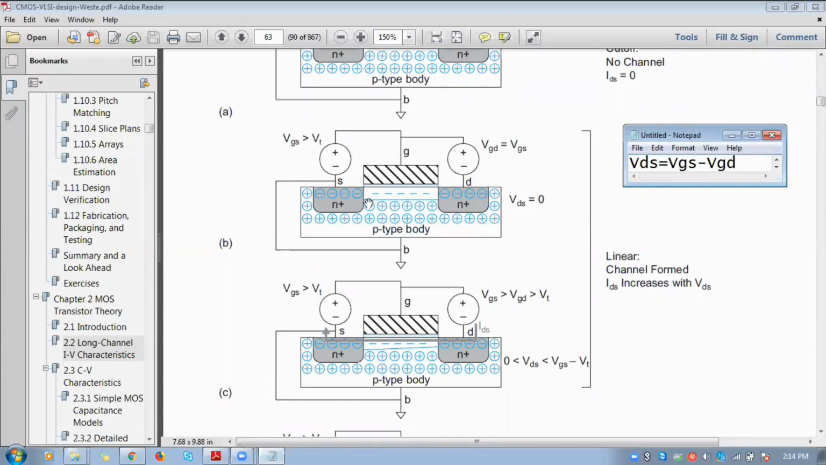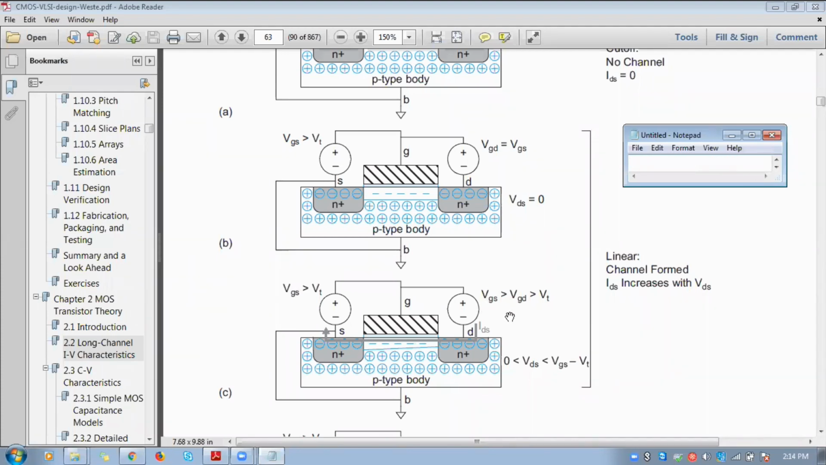Here the channel is formed, electrons are there, but we don't have sufficient electric field to make the electrons move from source to drain. That sufficient pushing force is not there as VDS equals 0.